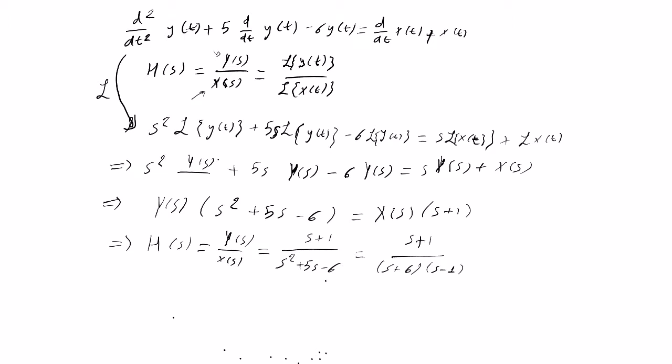Okay, I'm going to try to find the values of A and B, so I'm going to change the slide. Let me write the equation again so we don't forget it. H(s) is going to equal (s plus 1) over (s plus 6)(s minus 1), which equals A over (s plus 6) plus B over (s minus 1).